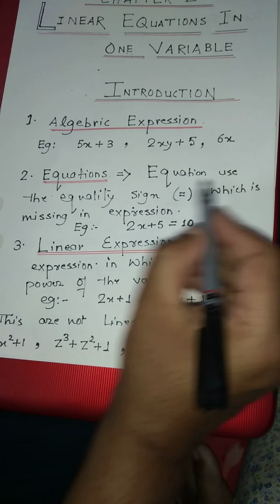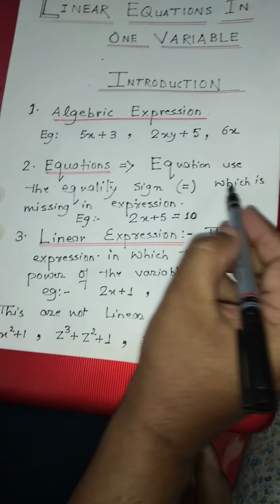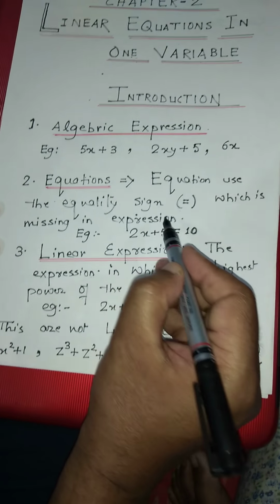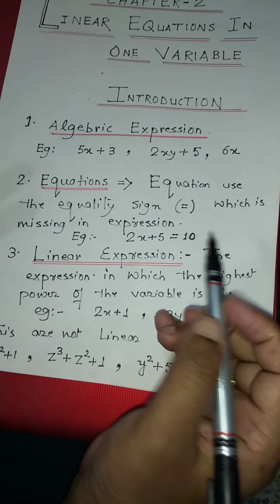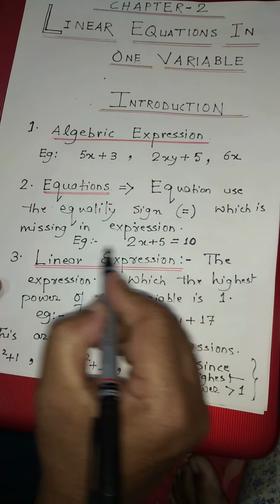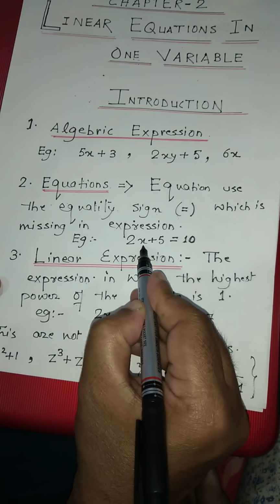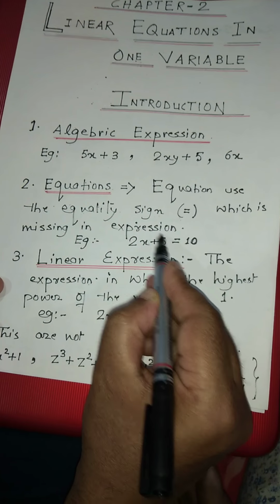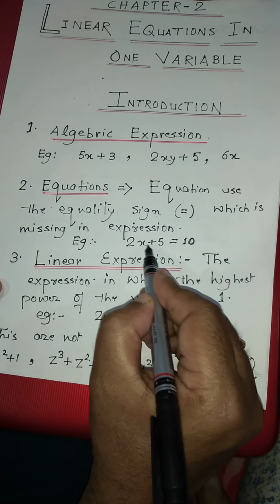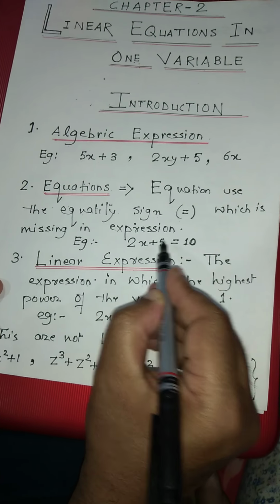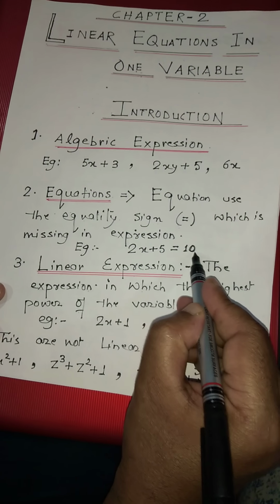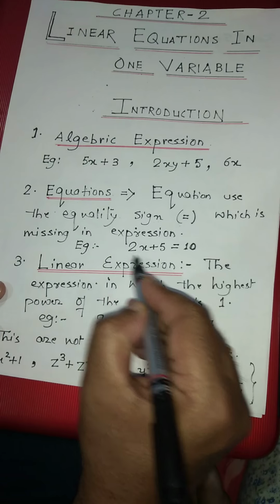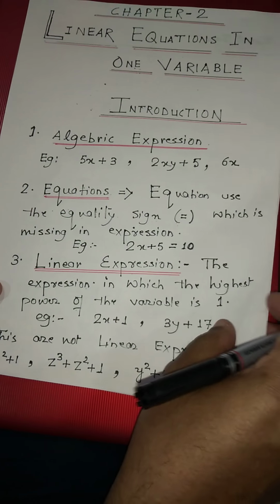Now, an equation uses the equality sign, which is missing in an expression. So when we use an equality sign with the expression, we get an equation. I've given one particular example, that is 2x plus 5. This was an expression, and when we use an equality sign with the expression and on the other side we have just written a number, this whole thing is termed as an equation.